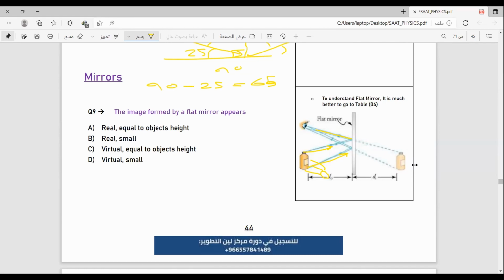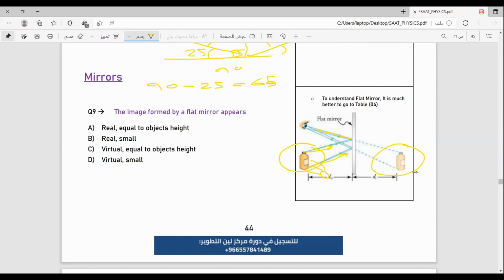Anyway, so now in the flat mirror, the characteristic of the flat mirror is that it gives you a picture that is equal to the object. This is the image you will get, which is the imaginary image in the mirror, and this is the object itself in reality.